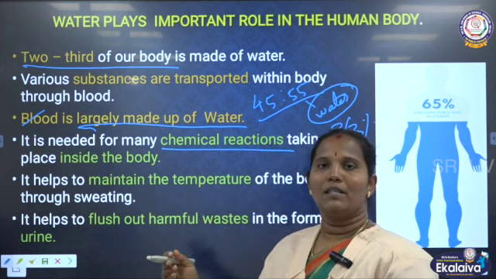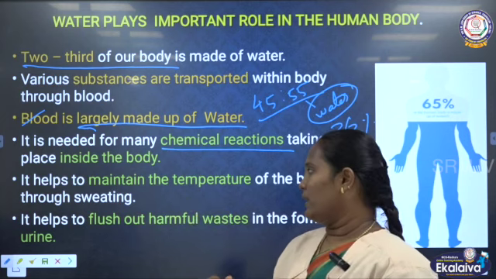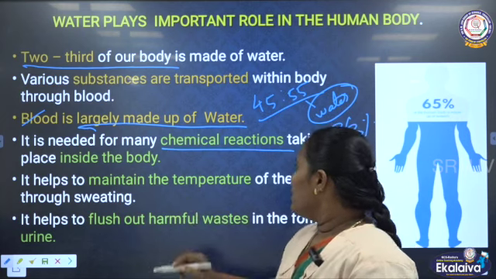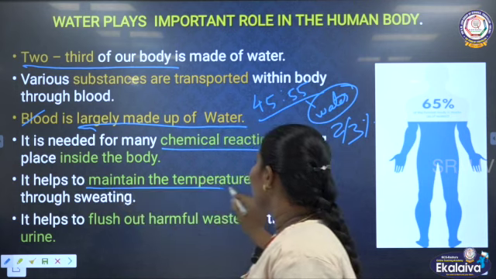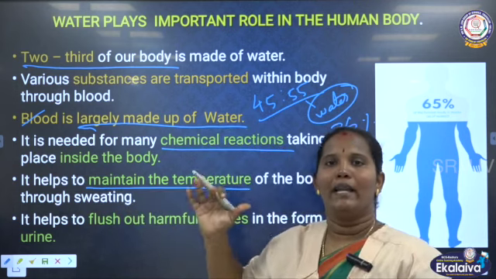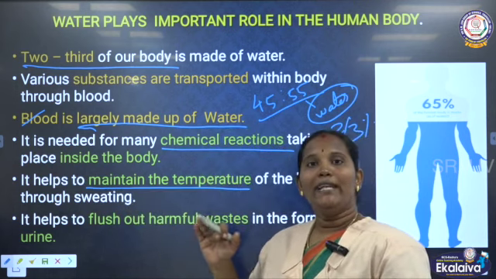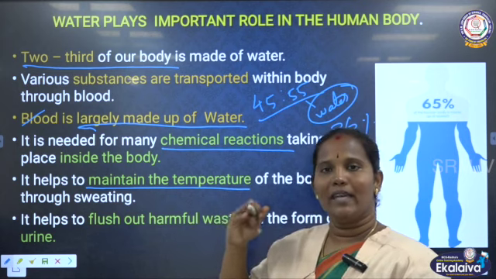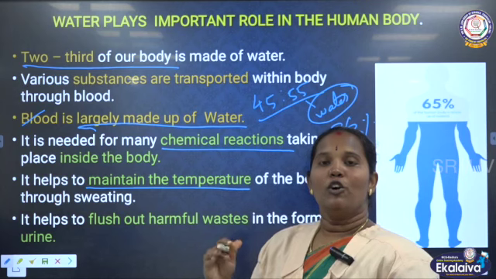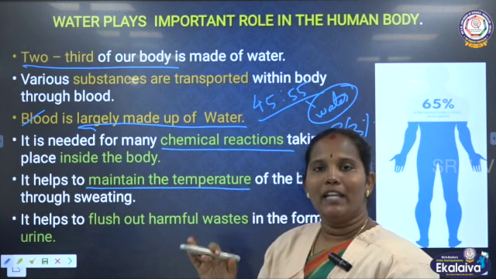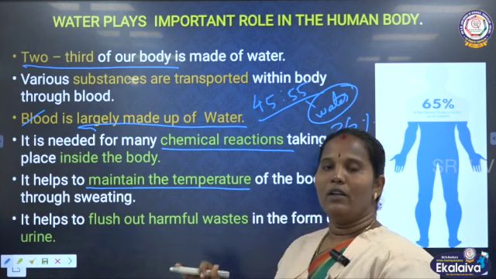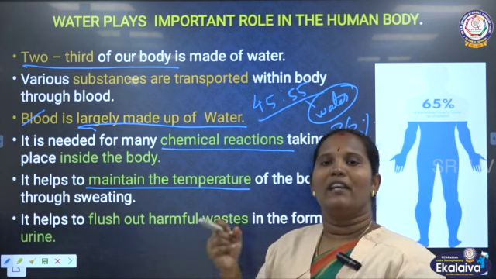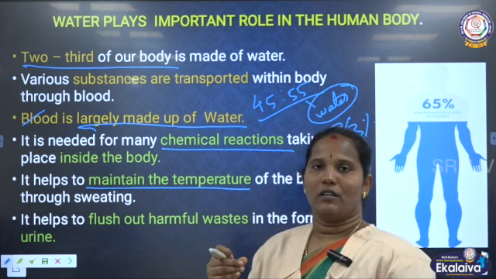So these chemical reactions happen with the help of water. Apart from this, there is body temperature. We saw that warm-blooded animals maintain their body temperature, and the metabolism process produces heat. This temperature is maintained with the help of water. If you drink a lot of water, we can reduce our body temperature, isn't it?